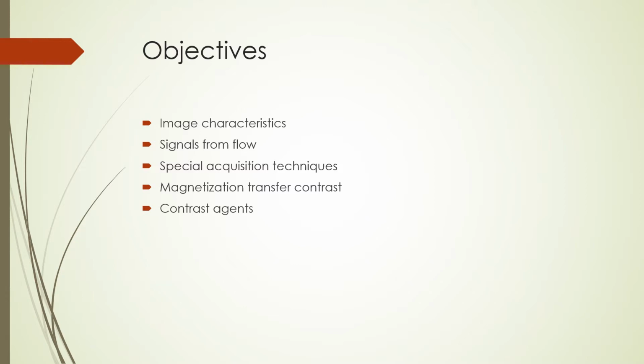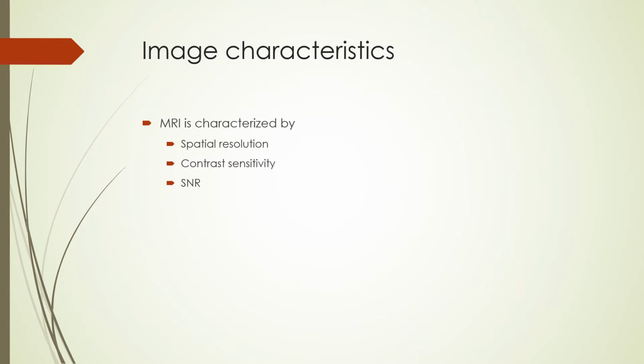Students will learn about signals from flow and spatial acquisition techniques that take advantage of signals from flow. We shall also learn about magnetization, contrast, and both exogenous and endogenous contrast agents. MRI images are characterized by their spatial resolution, contrast sensitivity, and signal to noise ratio. We shall look at each of these on the next few slides.